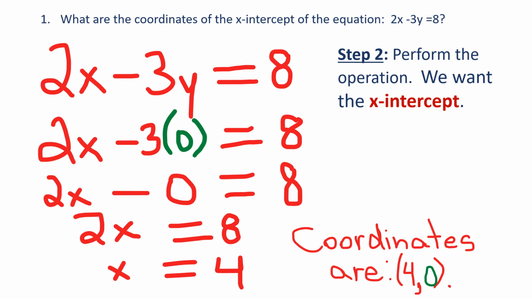So now you get ready to solve. You have 2 over here, and when you divide, it's 2 over 2, and 8 divided by 2 becomes 4, and these cancel out, so x equals 4. It says, what are the coordinates? Your coordinates are 4 and 0.